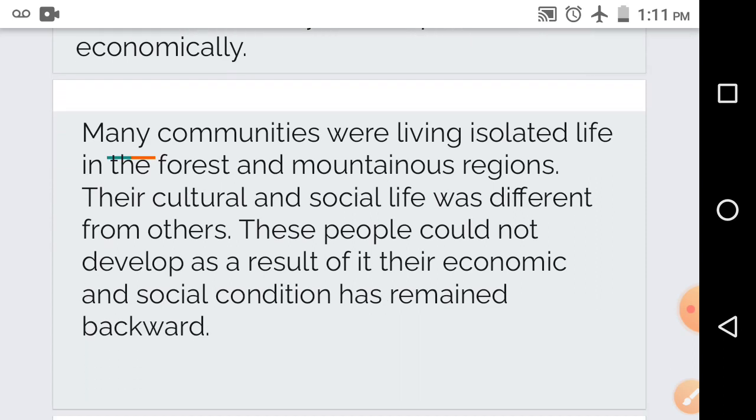Before the British rule, some communities were living isolated in regions that were not easy to reach, like inaccessible forest and mountainous regions. The social and cultural life of these communities was different from others. They had their own prominent culture and language. Because of living separately from generation to generation, people of these communities could not develop, and as a result, their economic and social condition has remained backward.